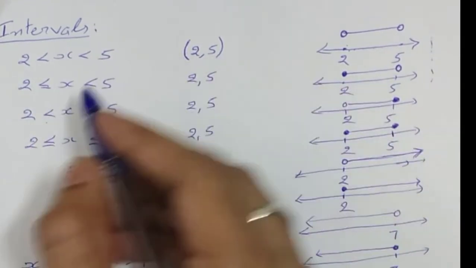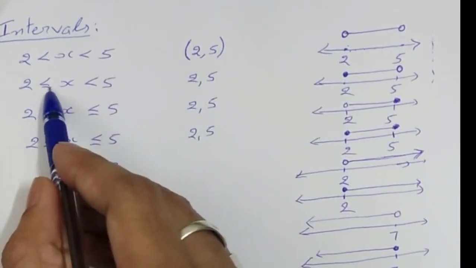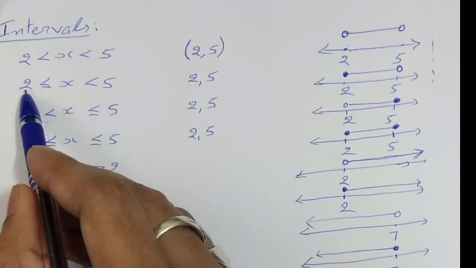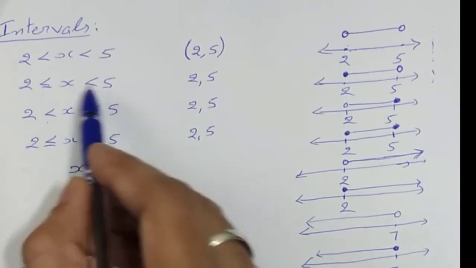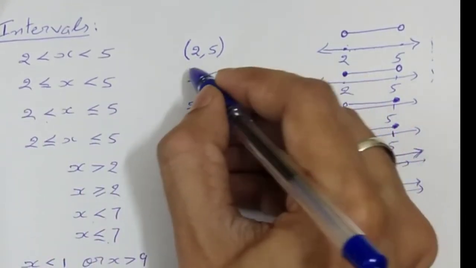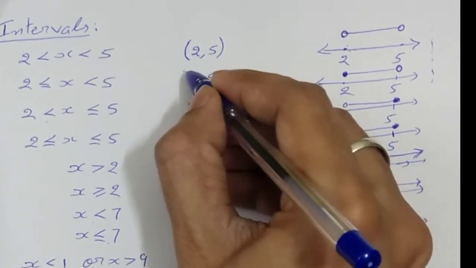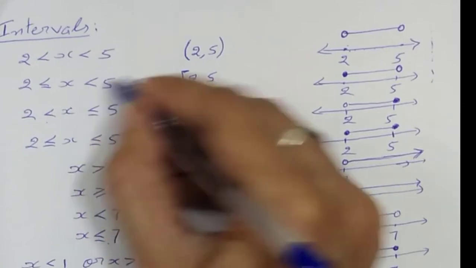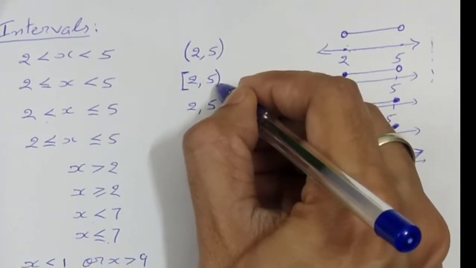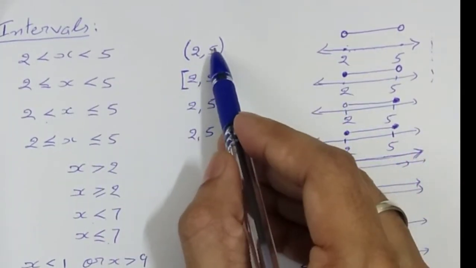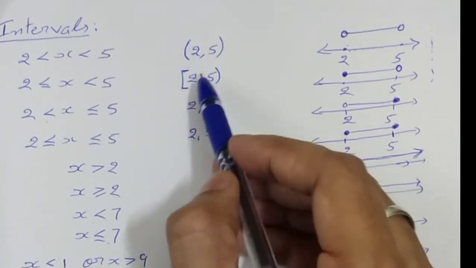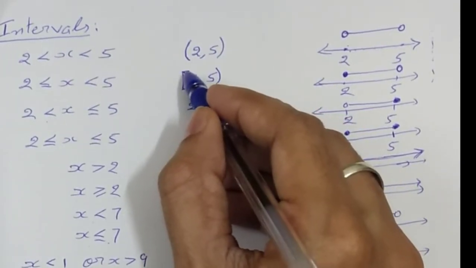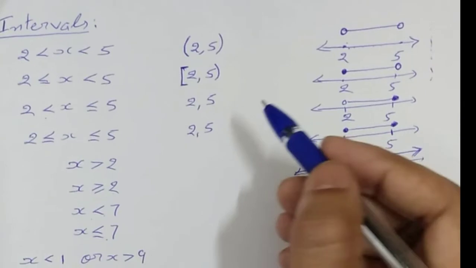This is less than or equal to. This is less than. So 2 is also to be taken and 5 is not to be taken. And how do we show that? If this is to be taken, we put a square bracket over here. 5 is not to be taken as answer, so we put a round bracket over here. So this is open interval. This is, I would say, semi-open or semi-closed interval.